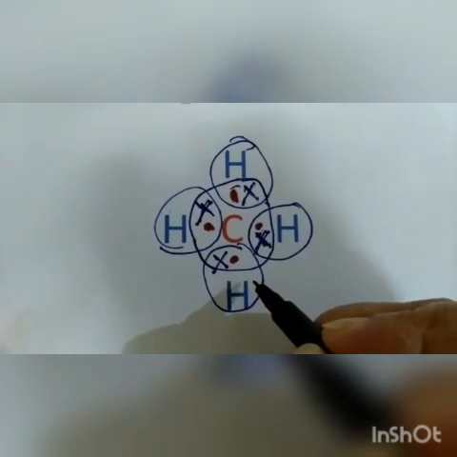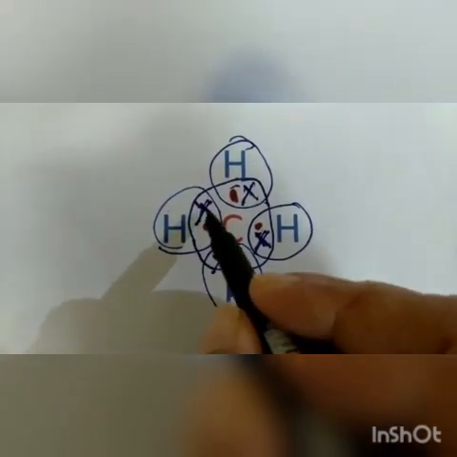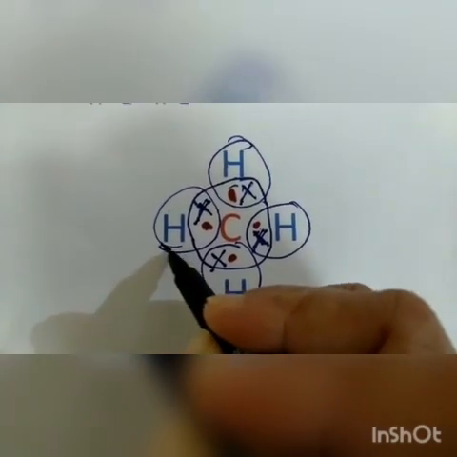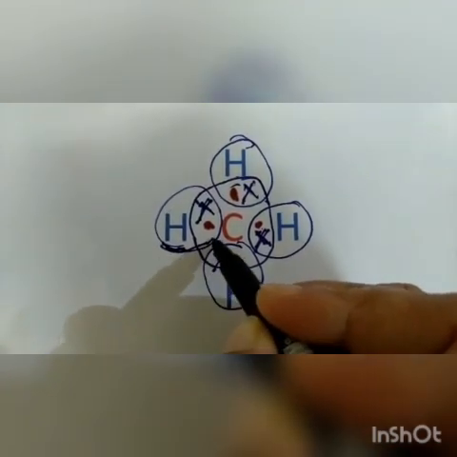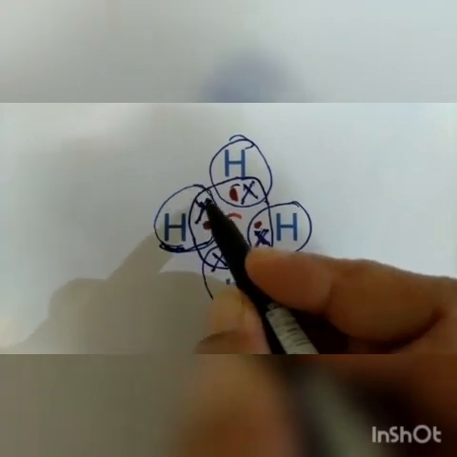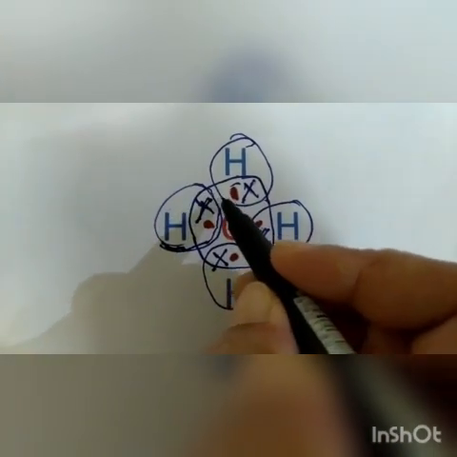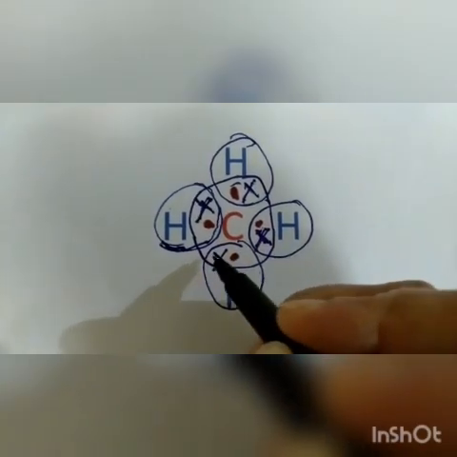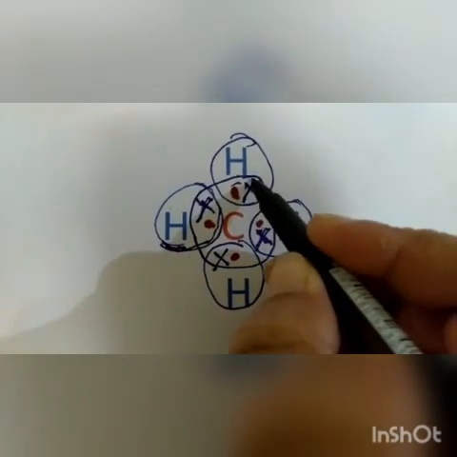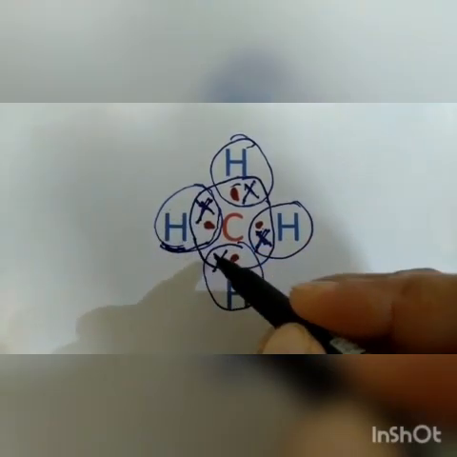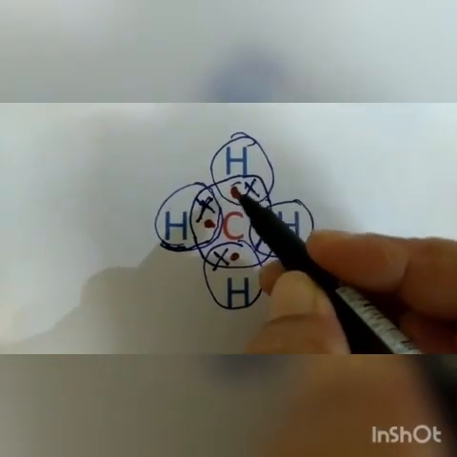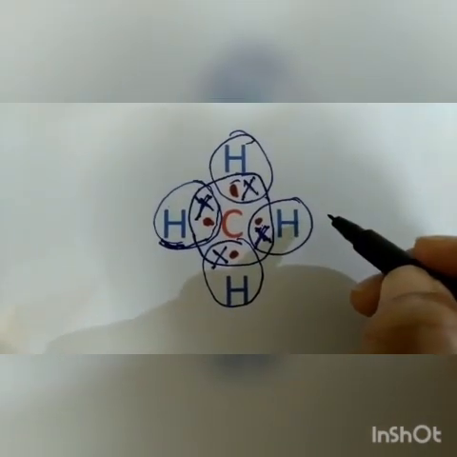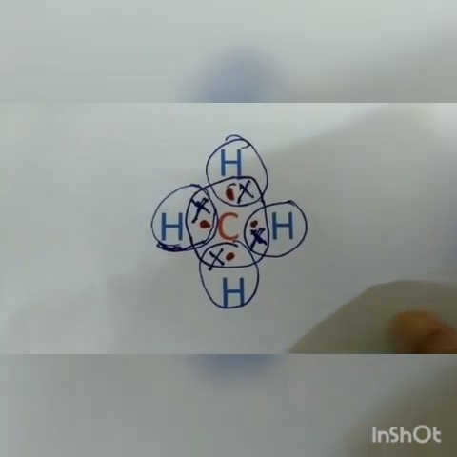So this is the electron dot structure. Now you can see this hydrogen is also having 2, this is also having 2. How will you see? If you take this hydrogen, these 2 electrons are coming. If you take this hydrogen, 2 electrons are coming. Here also 2 electrons are coming. If you take carbon, in this area, 1, 2, 3, 4, 5, 6, 7, 8 electrons are coming. This is called the electron dot structure.